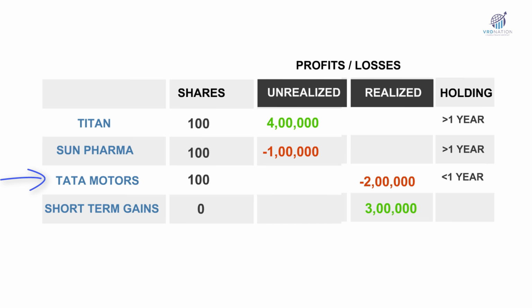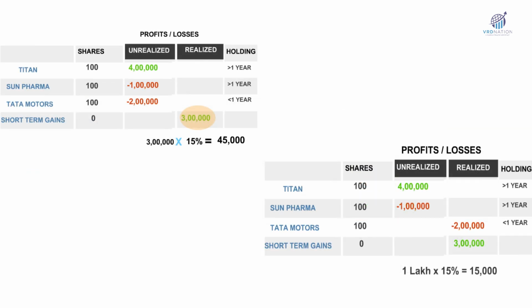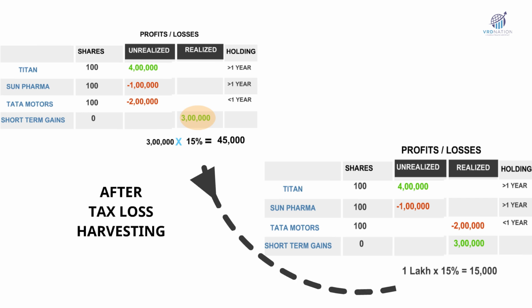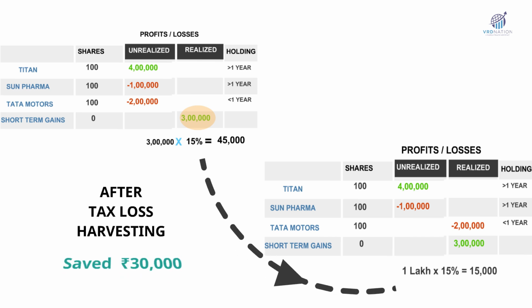And what does that do to your tax liability? Let's calculate. You had a realized profit of 3 lakh rupees and now you have a realized loss of 2 lakh rupees from Tata Motors. So net your capital gains is 3 lakh rupees minus 2 lakh rupees, that is 1 lakh rupee. And your tax liability is 15% of 1 lakh, that is 15,000 rupees. So you see, you were willing to pay 45,000 rupees to the government and now you only have to pay 15,000 rupees. In this example, tax loss harvesting saved you 30,000 rupees.